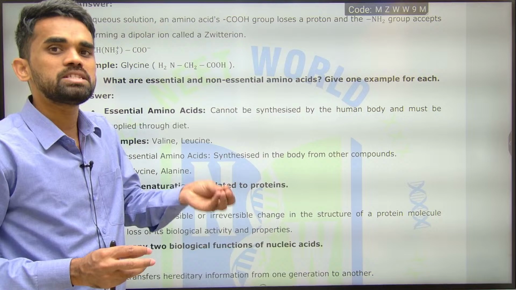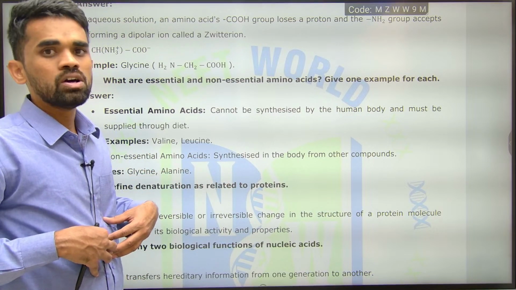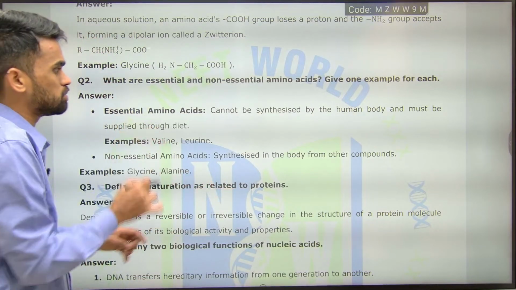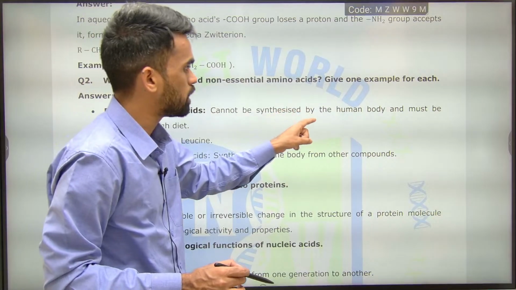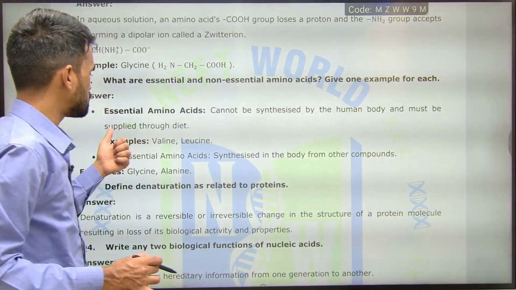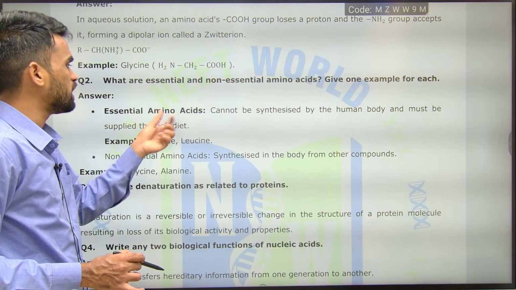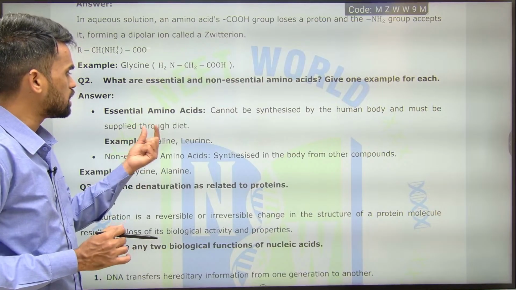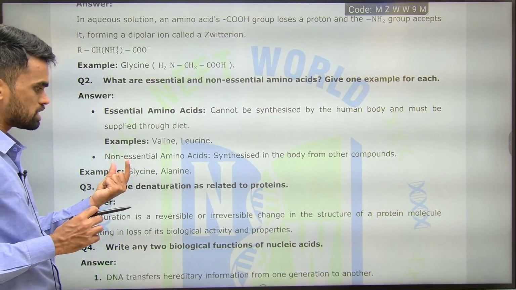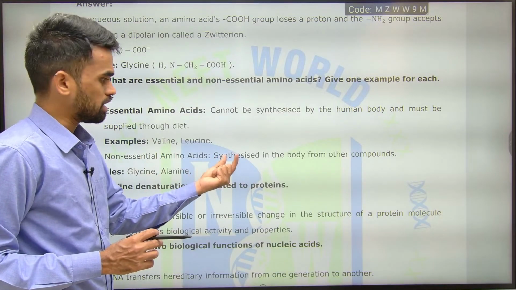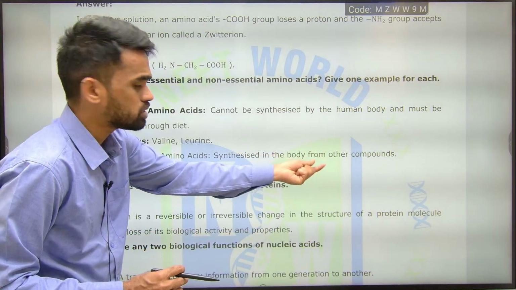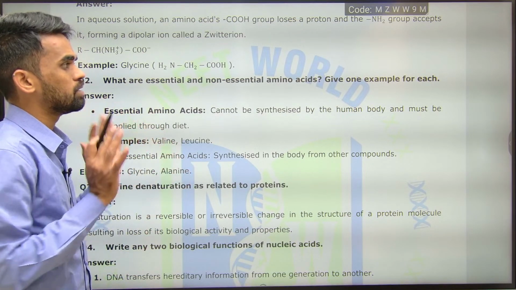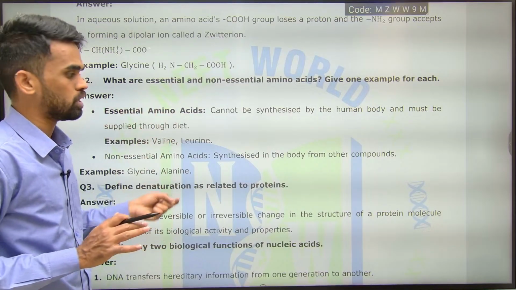Those which can be synthesized by our body itself are non-essential amino acids. Essential amino acids cannot be synthesized by the human body and must be supplied through the diet. Examples: valine, leucine. Non-essential amino acids can be synthesized in the body from other compounds. Examples: glycine, alanine. This is the simplest way you can represent your answer for the 2 marks about essential and non-essential amino acids.